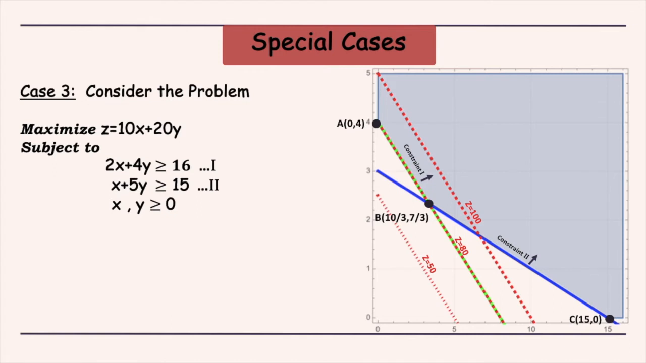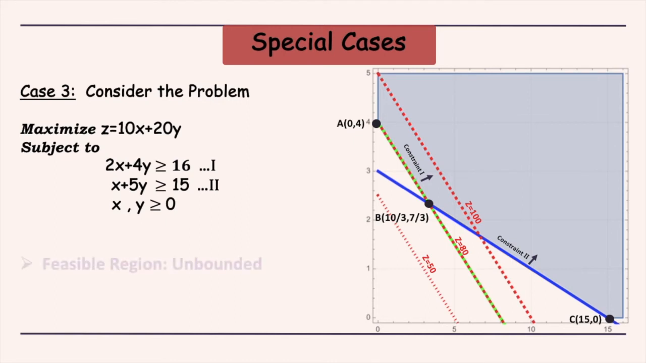And what do we notice here? That as we move in the northeast direction, our Z value is increasing. So we can still remain in the feasible region and increase our Z as much as we want to. So let us see the conclusion for this particular problem.